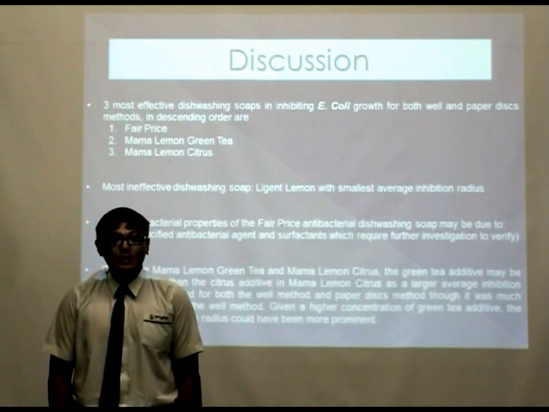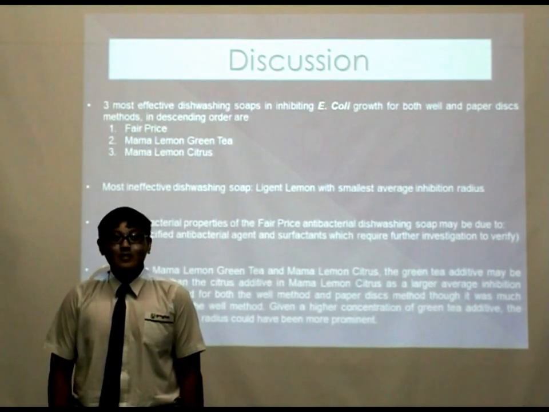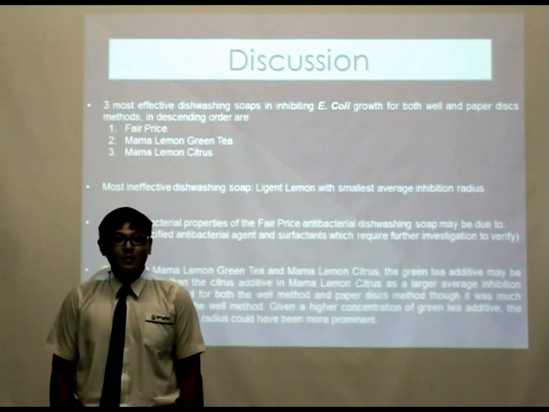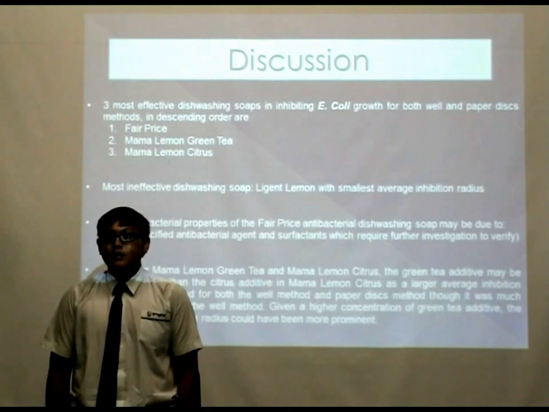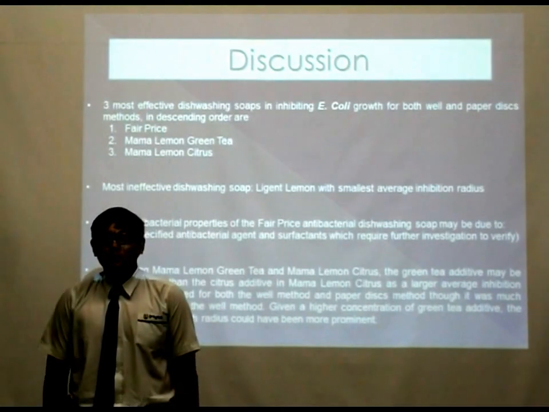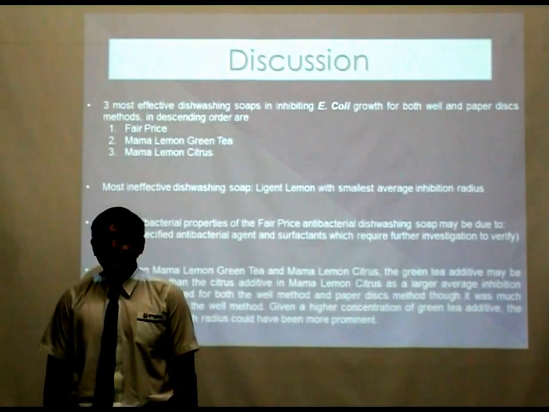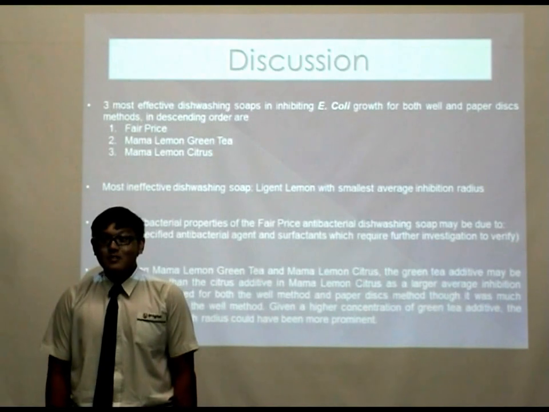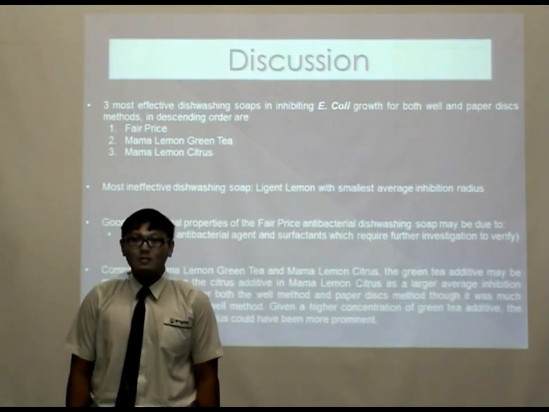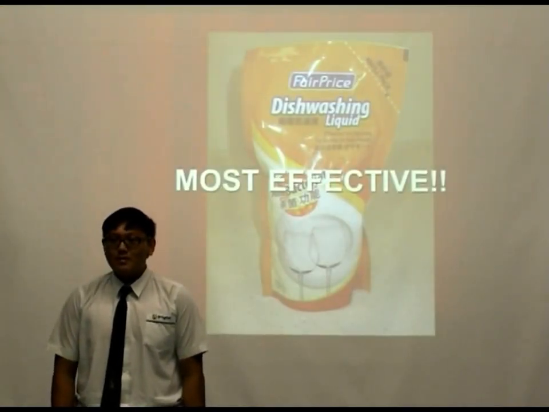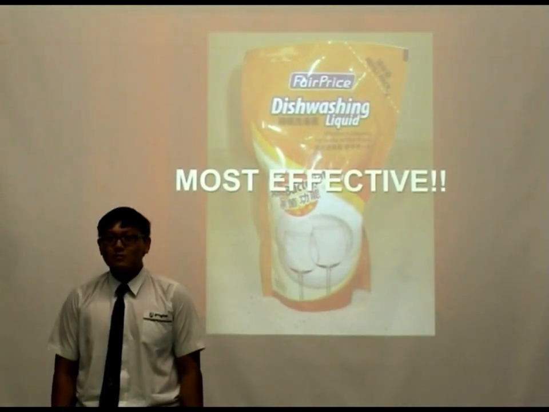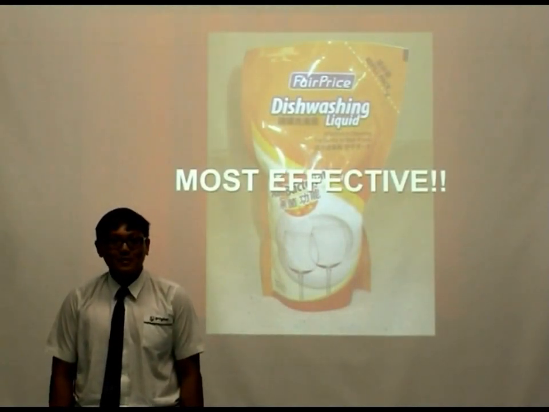Comparing Mama Lemon Green Tea and Mama Lemon Citrus, the green tea additive may be more effective than the citrus additive in Mama Lemon Citrus, as a larger average inhibition radius is observed for both the well method and paper disc methods. Though it was much more significant for the well method, given a higher concentration of green tea additive, the inhibition in the growth radius could have been more prominent. Therefore, Fair Price antibacterial dishwashing liquid is the most effective.